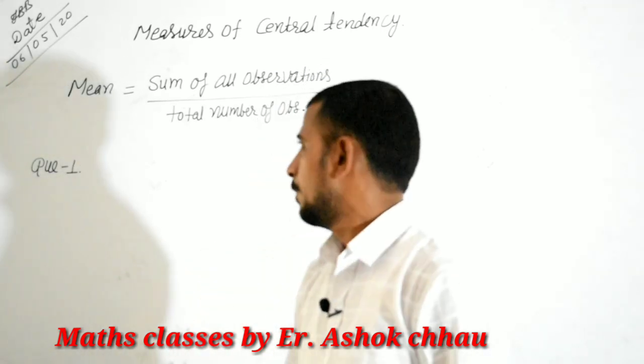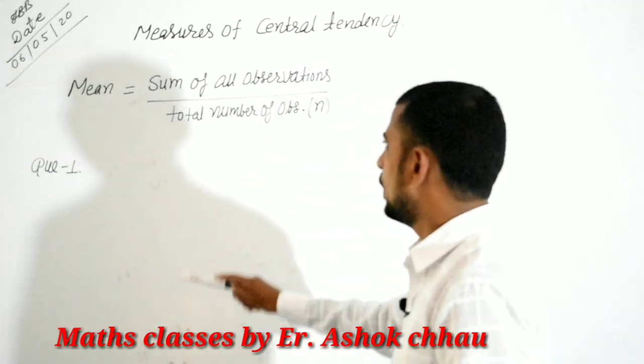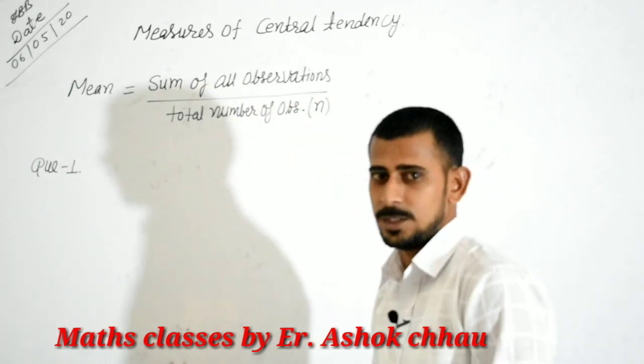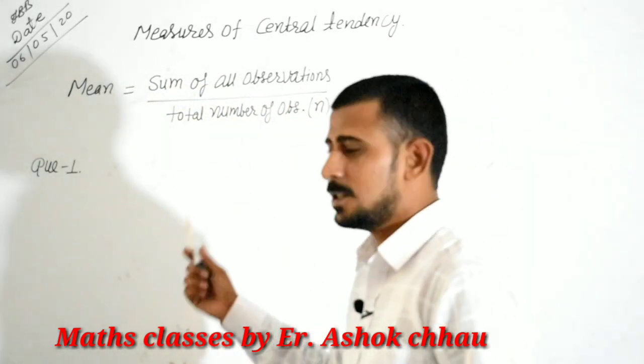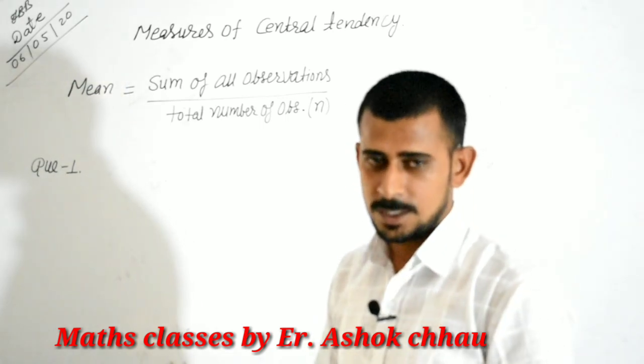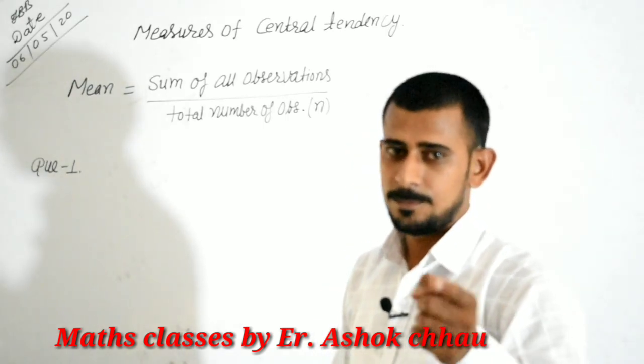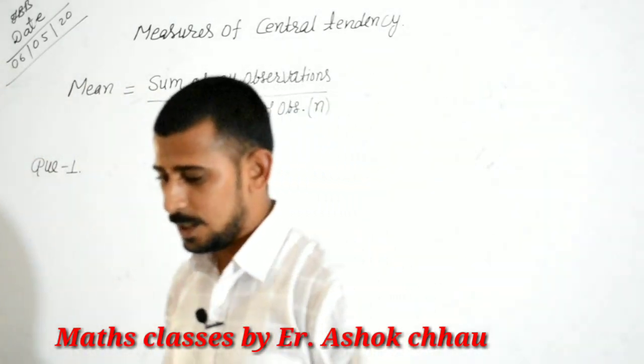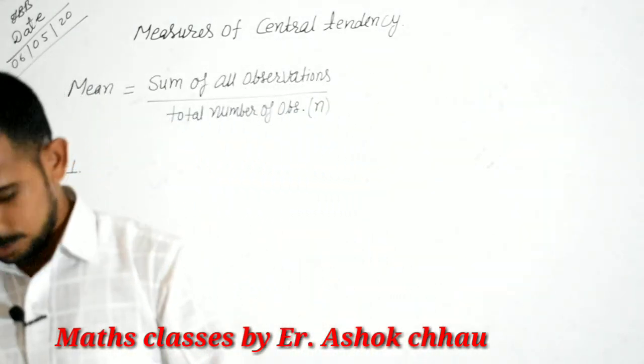First point, mean. The formula of mean is the sum of all observations upon the total number of observations. You can say this mean is also average or arithmetic mean. You can understand through some examples.